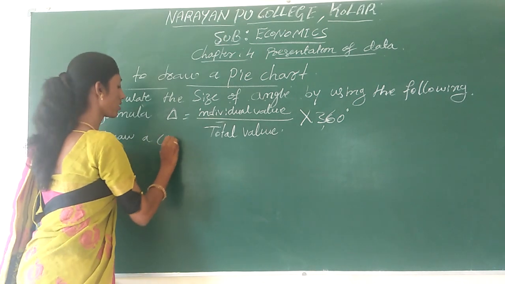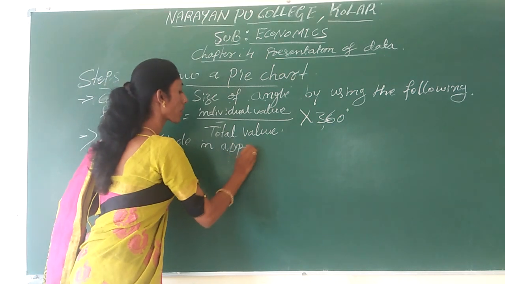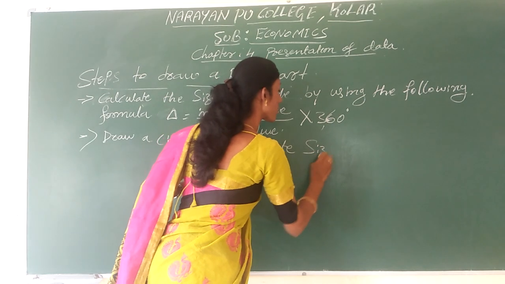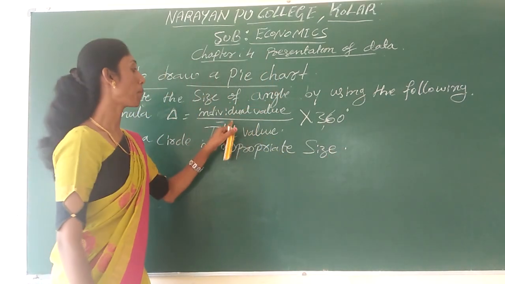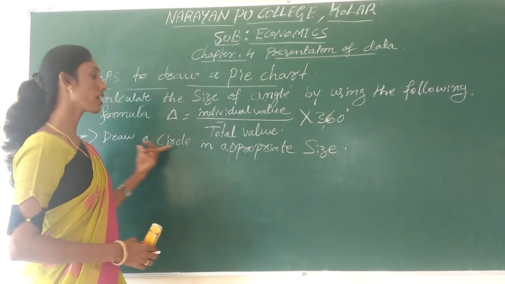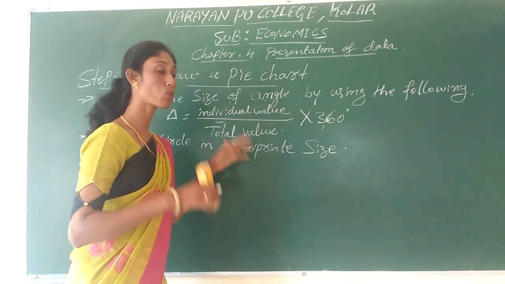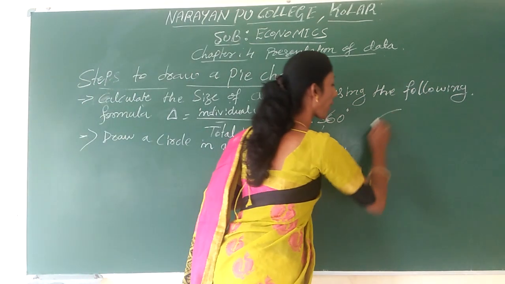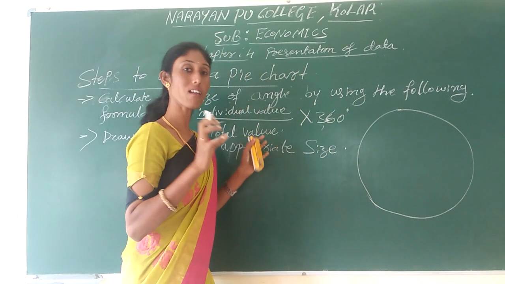Draw a circle in appropriate size. Second step, what we should do? First, we need to find out the size of angle by using this following formula. And the second step is to draw a circle in an appropriate size. It means not so big or not so small. It should be in a particular manner. Likewise, it should be visible, not too big or too small.